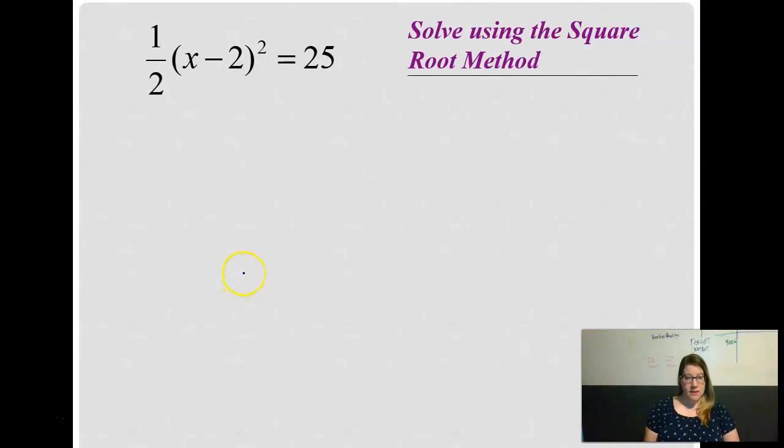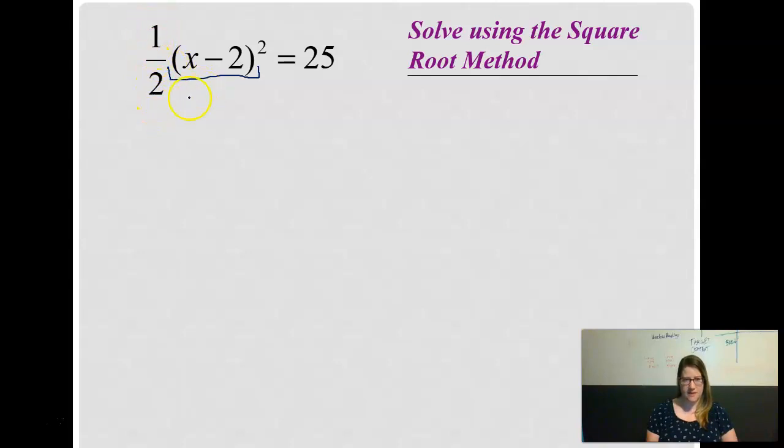All right, so this one looks just a little bit different. We have these parentheses here. We have a minus 2 on the inside. We still want to get the squared term by itself, but in this case, the squared term is everything in the parentheses. So we're first going to start by getting the x minus 2 squared all by itself on one side. So right now it's multiplied by 1/2 or divided by 2.